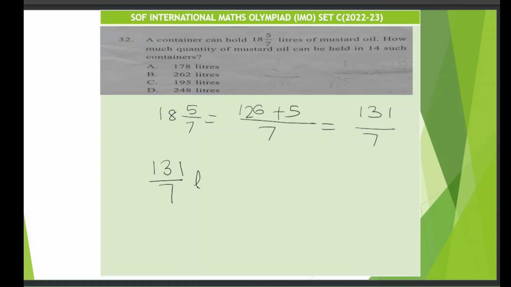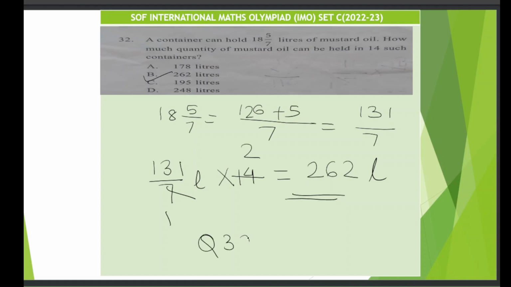This is the quantity that one container can hold, into 14 containers. So 7 ones are 7 and 7 twos are 14. So 131 into 2 will be 262, right? If you multiply, 2 ones are 2, 2 threes are 6 and 2 ones are 2. So 262 liters is the answer. So question number 32, option B, 262 liters is the answer. Okay, so let's move to the next question.